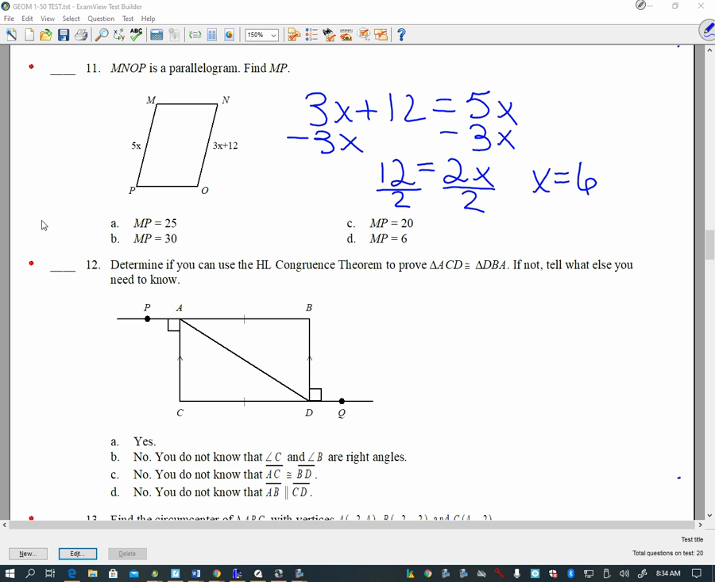Now here's where you have to be really, really careful. I see 6 as an answer there. We need to plug 6 back into 5x. What's 5 times 6? 30. So there's a significant difference between B and D. A lot of people will get D because they didn't read up here to find MP. So be careful there.